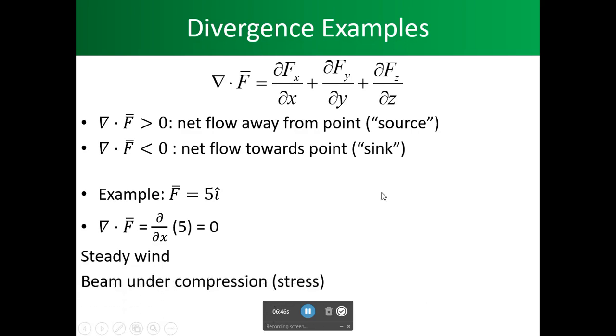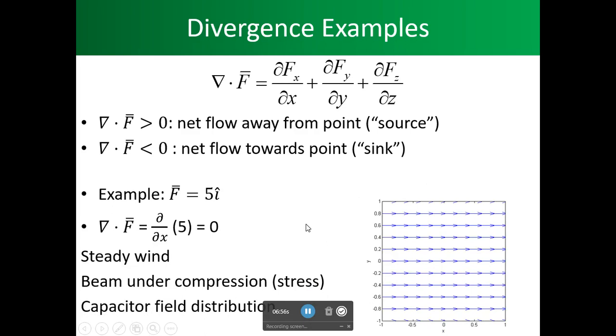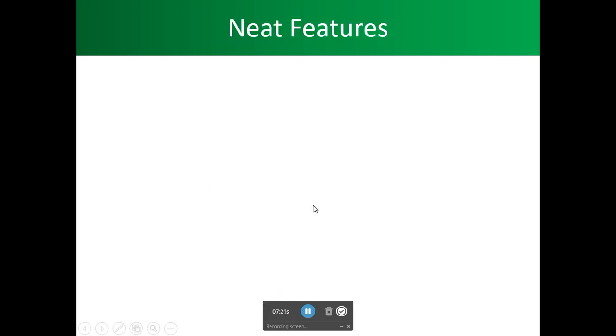So what does it look like? It's a beam under compression, that's stress, capacitors, and a field, magnetic field. There you go. We have it. So you see that there's many different ways that we can actually perform this. Okay, we're just covering divergence now, and later on we'll be covering curl.